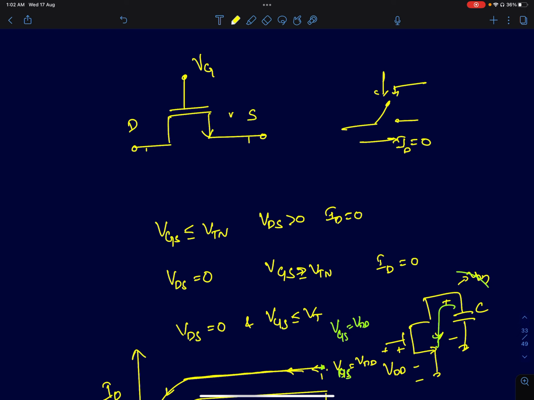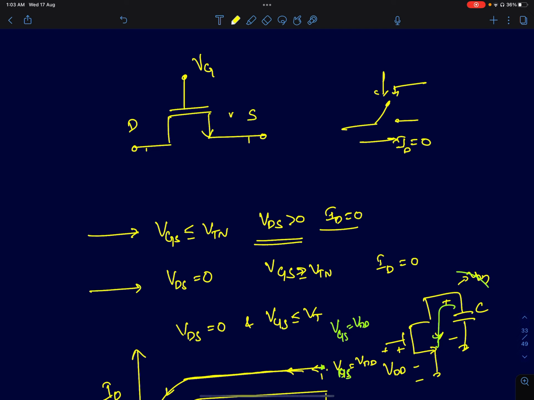So there are two conditions under which the drain current of a MOSFET can go to zero. One is the cutoff condition, which is your gate to source voltage is less than or equal to VTN, which means there is no inverted channel at all. Between drain and source, there is no inverted channel, even though there is a finite VDS, which means there is a finite electric field between drain and source. But since there is no channel, there is no conduction, so drain current goes to zero.